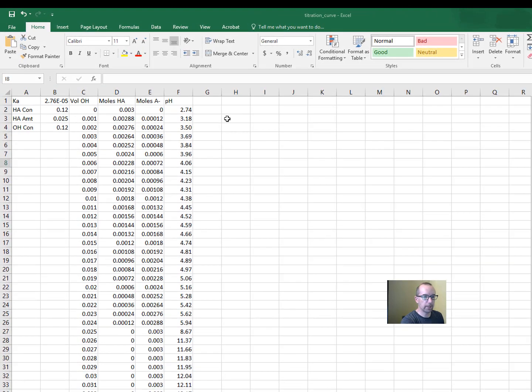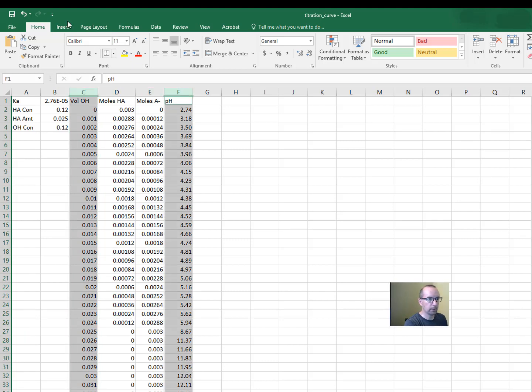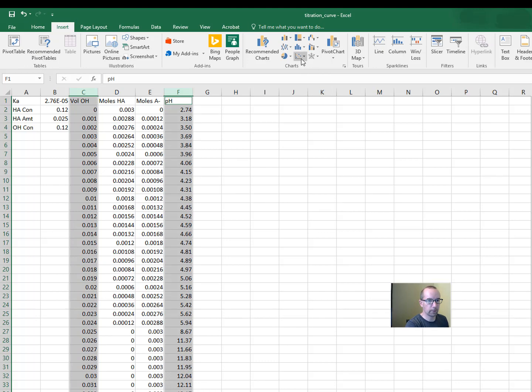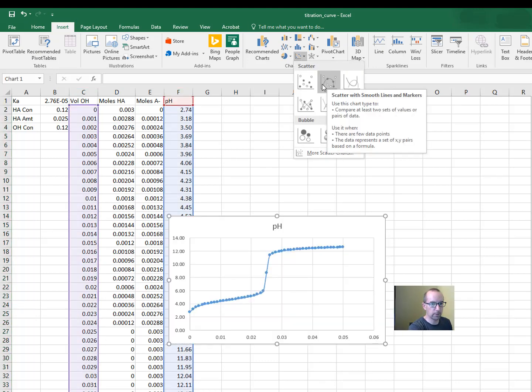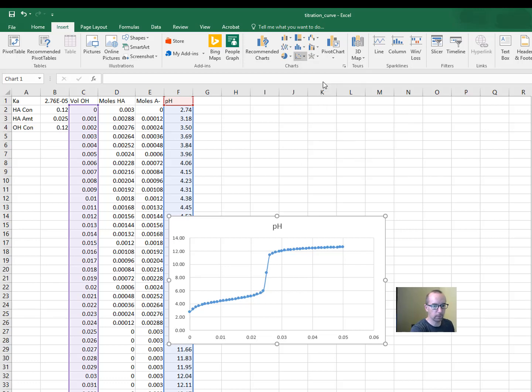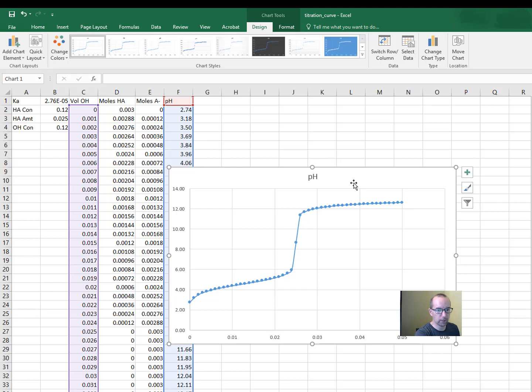So at this point, making the graph is actually pretty easy. What I want to do is highlight column C. I'll hold the control button down and then highlight column F. And I'm going to click on Insert. And we come over here to Charts. And I want this one, the one with the curvy lines between. The straight one's not that different, but the curvy one's what I want. Cool. There's my graph. It's exactly what I'm looking for.